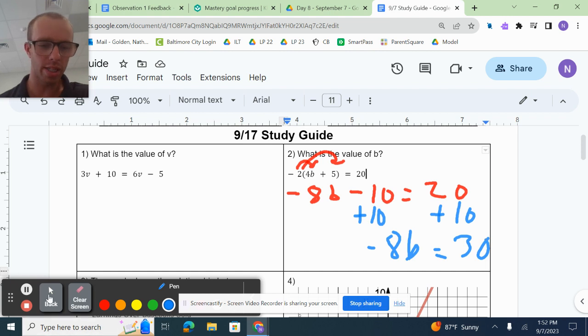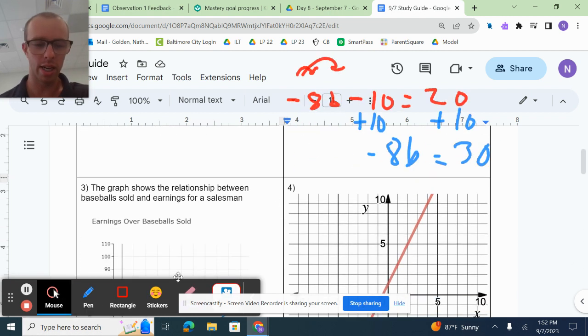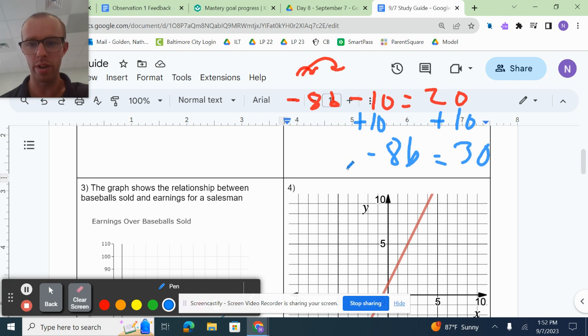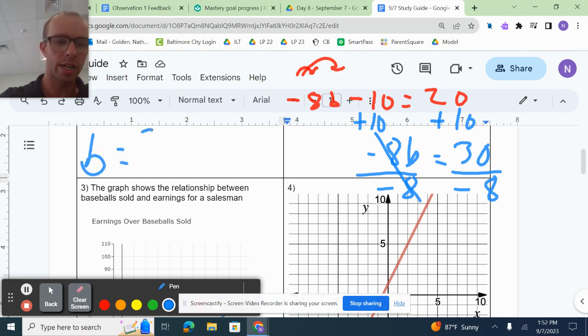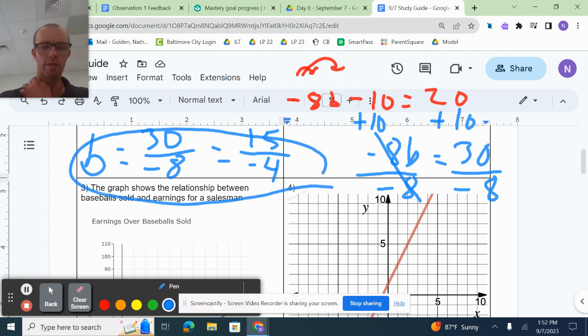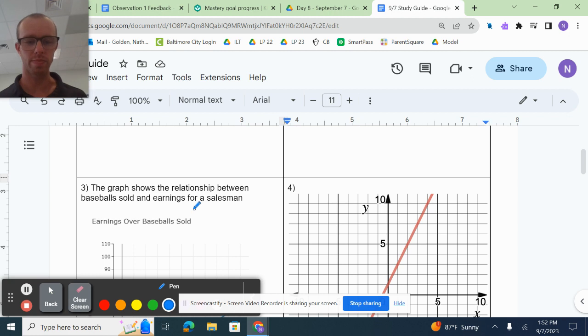And when kids were working on this in class, kids kept calling me over, saying, oh, I think I did something wrong. No, you need to be confident. We divide each side by negative 8. And these cancel. And this doesn't come out to a perfect number. So you can just leave your final answer as a fraction, 30 over negative 8. If you're in the business of simplifying fractions, this is 15 over negative 4. Okay, I would accept either of these answers as correct on an assessment.